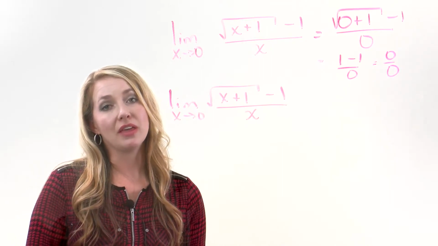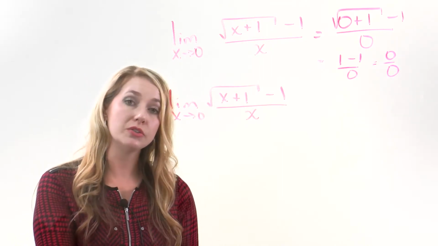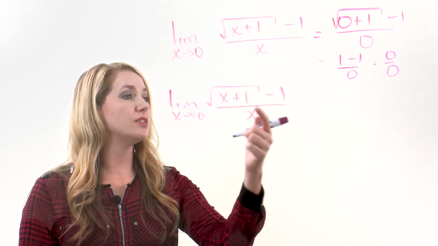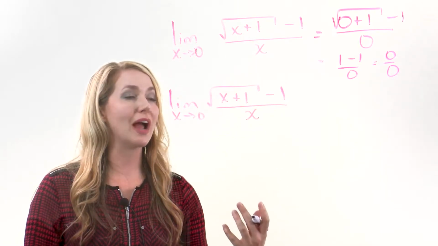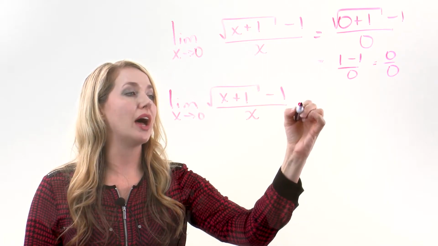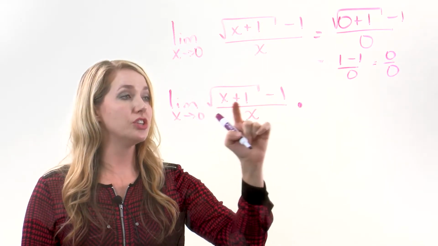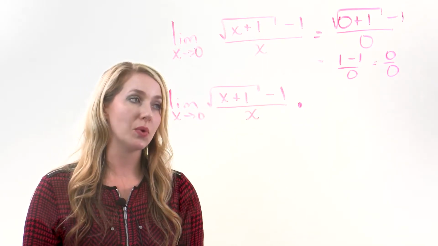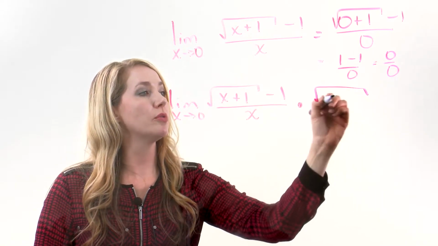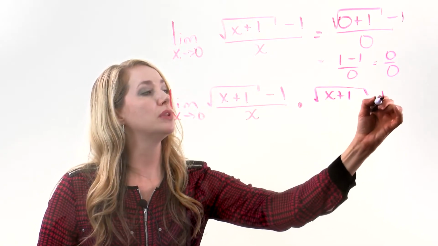Rationalizing isn't just a method that you can use with a denominator, you can use it with a numerator. So here we have a square root in the numerator, and in order to rationalize, we are going to multiply by the conjugate. The conjugate of the square root of x plus 1 minus 1 is the square root of x plus 1 plus 1.